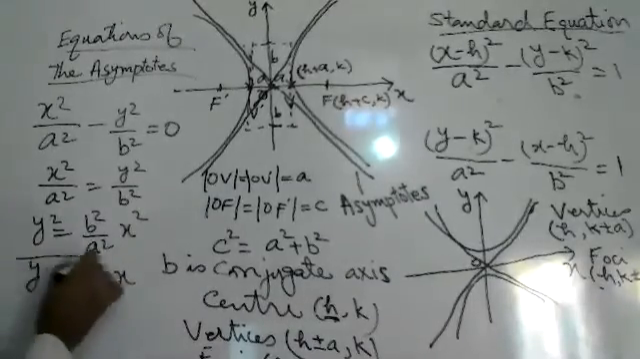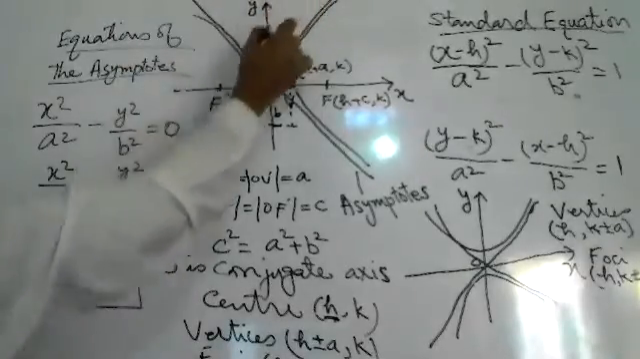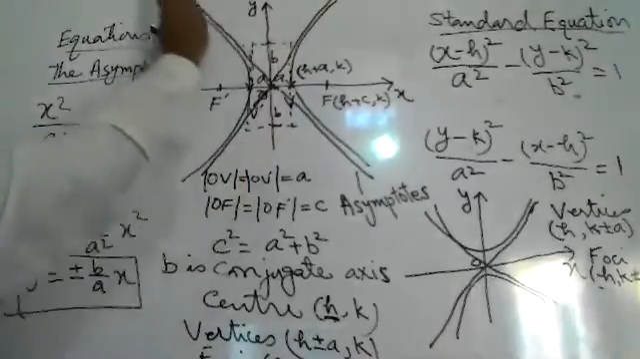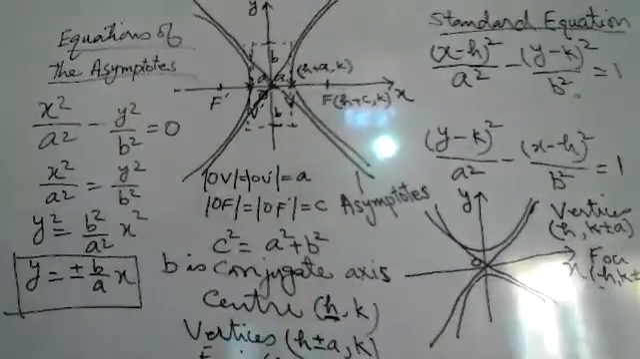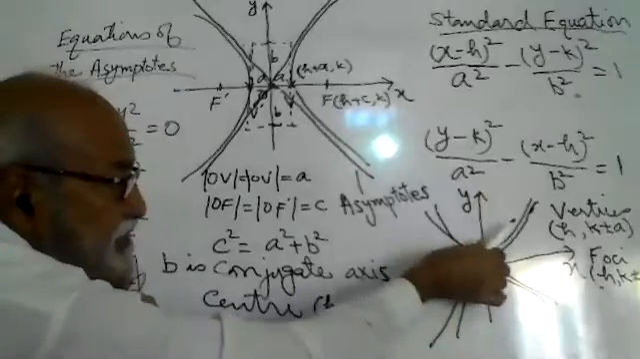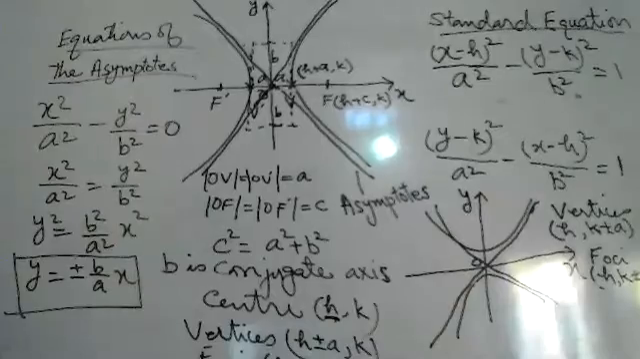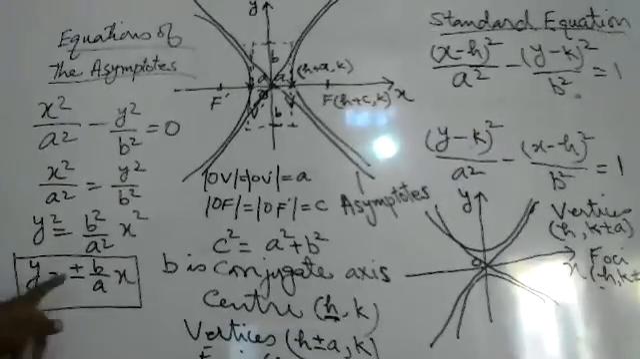Two equations. One will be the plus: that asymptote will be y equals plus b upon a x, and this asymptote will be minus b upon a x. This asymptote is positive, this asymptote is negative. So there are two equations, y is equal to plus minus b upon a x. So in this way, we will find the equation.